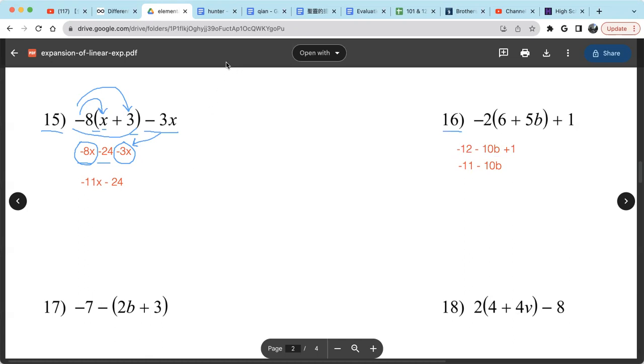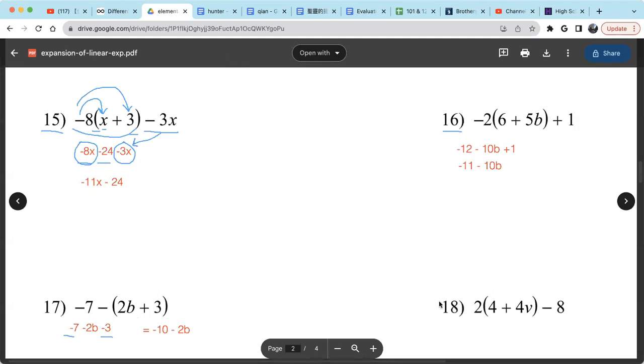Now let's see 17. Negative 7 all by itself. I'm just writing it. Negative 2b, because we imagine negative sign as negative 1 times 2b, that's negative 2b. Then negative 1 times 3, that's negative 3. Oh, then I see like terms. I see negative 7 and negative 3 are like terms, but negative 2b has no like terms. So I write equal sign, negative 7 minus 3. Remember what's that? Negative 10 minus 2b.